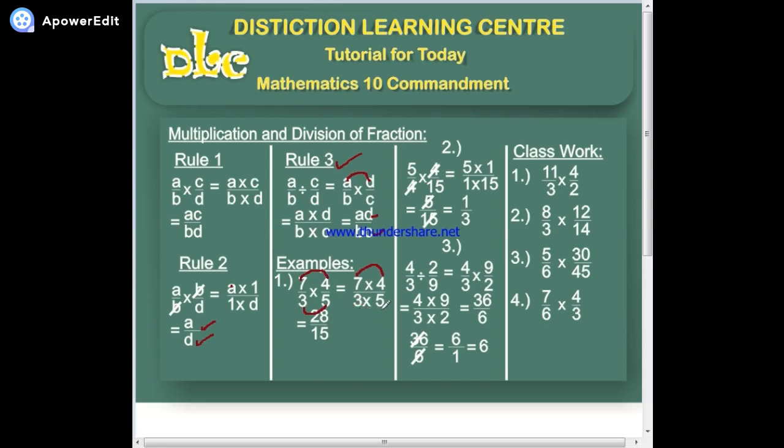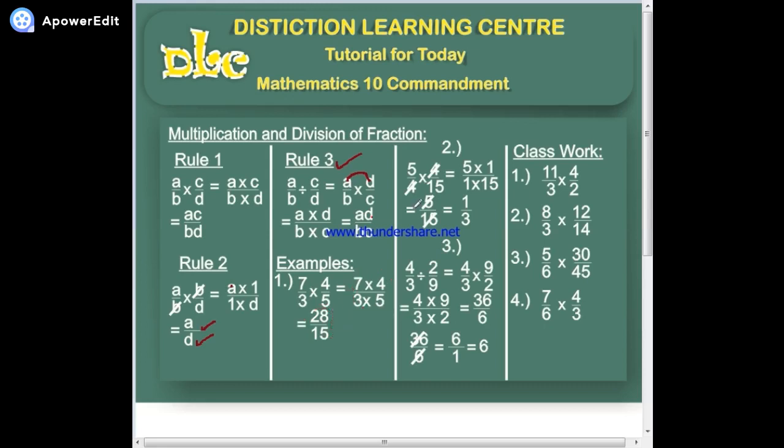So, you now simplify this particular expression by saying that 7 times 4 will give us 28. And 3 times 5 will give us 15. So that is how we arrive at 28 over 15. So that is example 1.